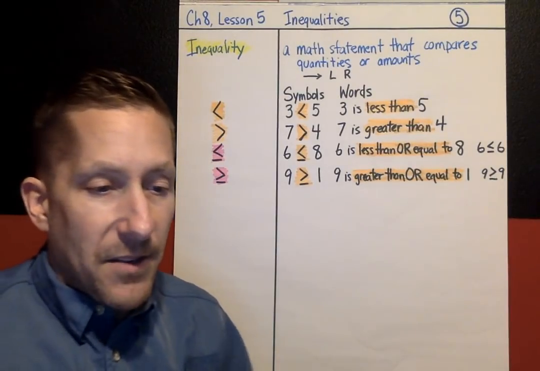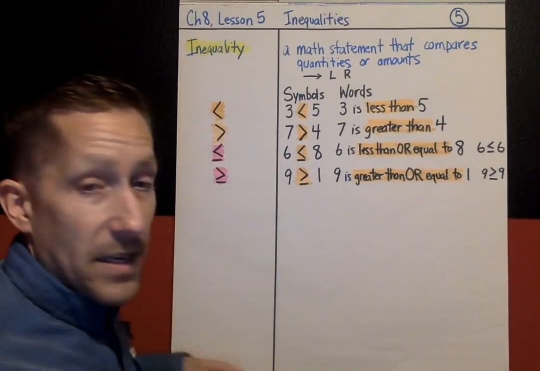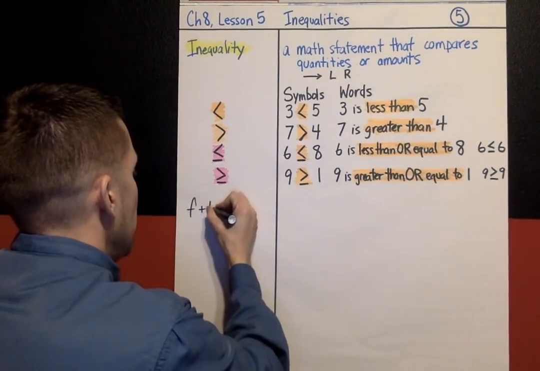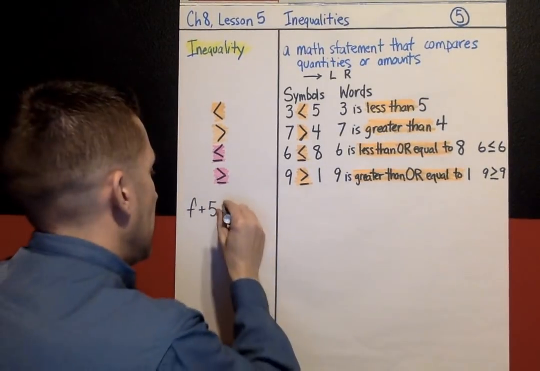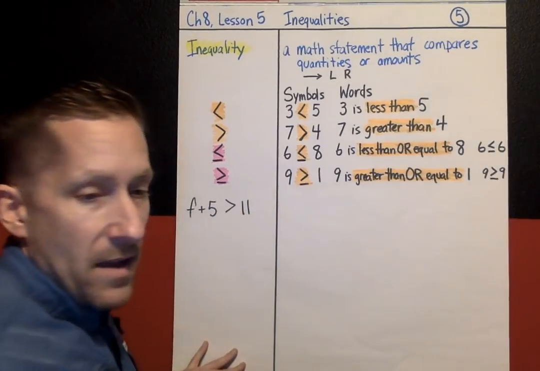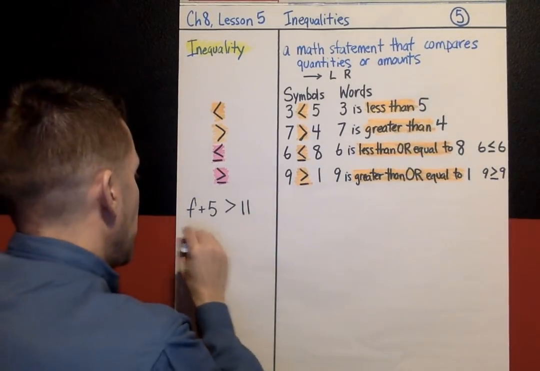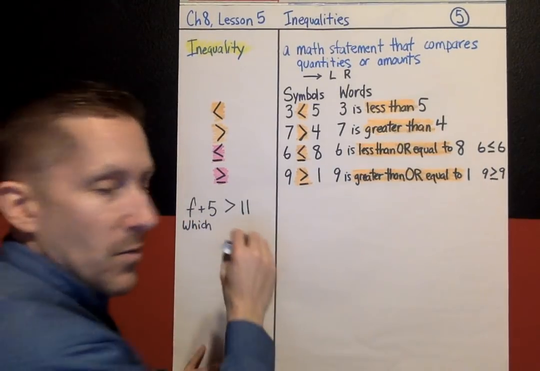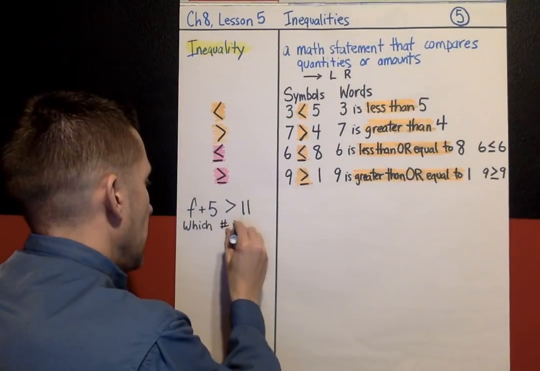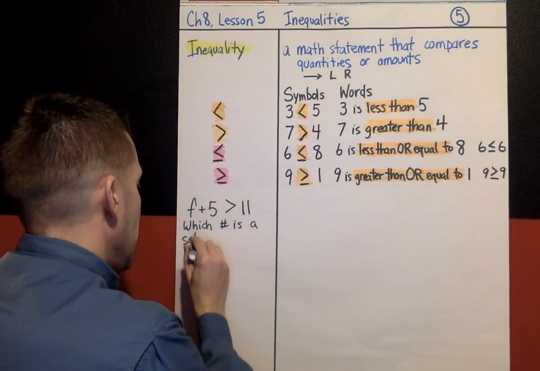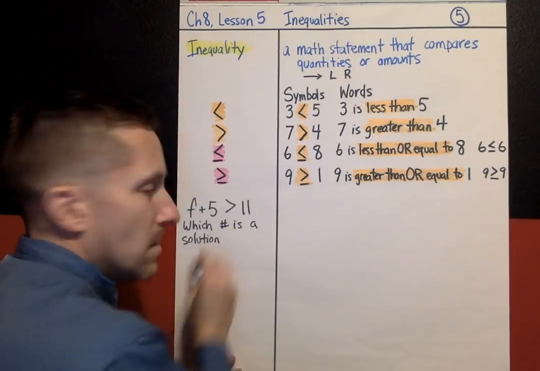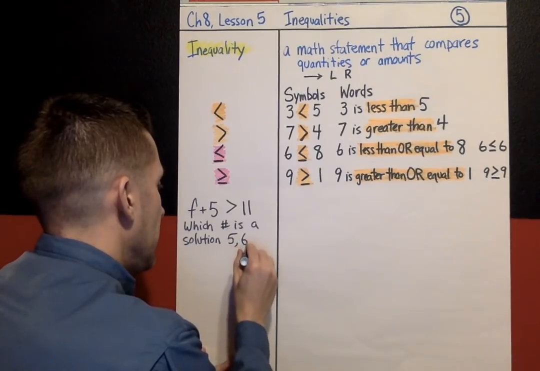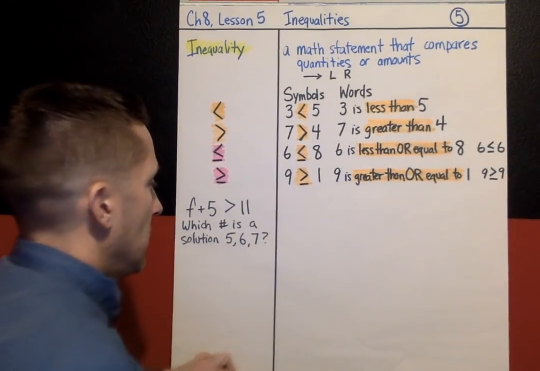The first kind of practice you're going to do today is something like this. You'll be given an inequality, for example, f plus 5 is greater than 11. And which number is a solution for this inequality? In other words, which number makes this inequality work? 5, 6, or 7?